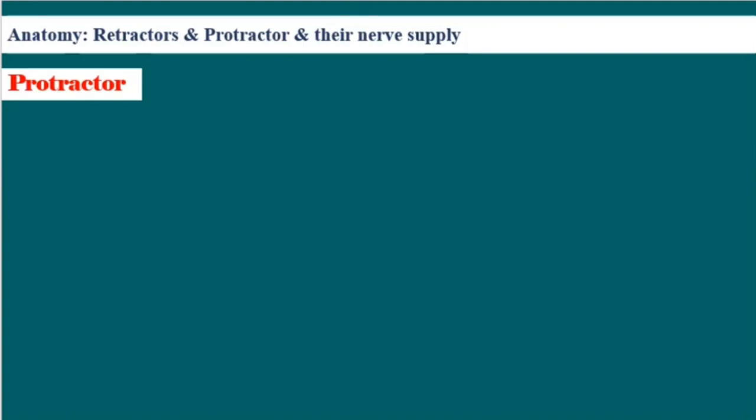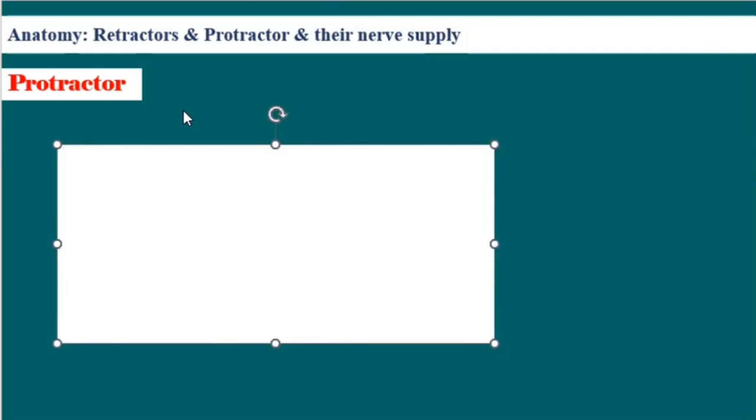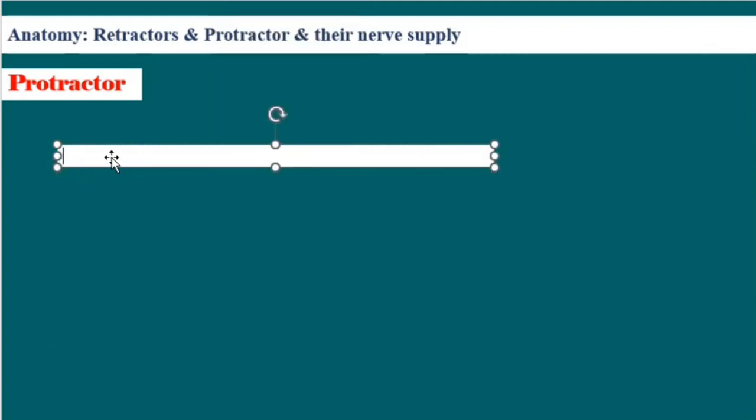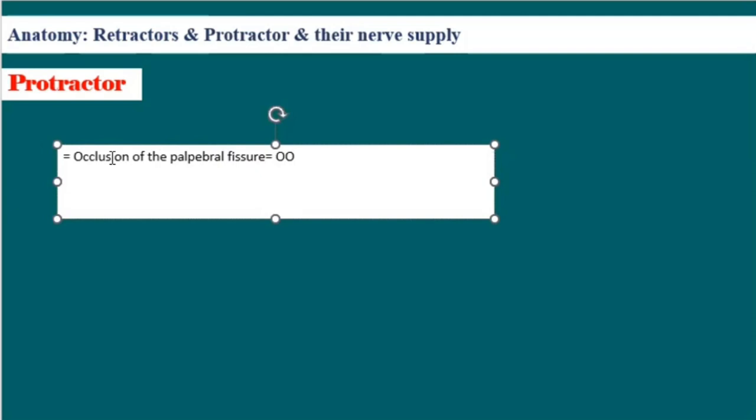And how about protractors? What's the meaning of protractor of the upper eyelid or of the eyelids? It depresses the eyelid? Close, yeah, close. So actually, protractor means occlusion of the palpebral fissure. In other words, we are talking about what? Orbicularis oculi. Okay. And as we just mentioned, it's supplied by the facial nerve, temporal and zygomatic branches. So it's maybe a new term, but protractor means orbicularis.